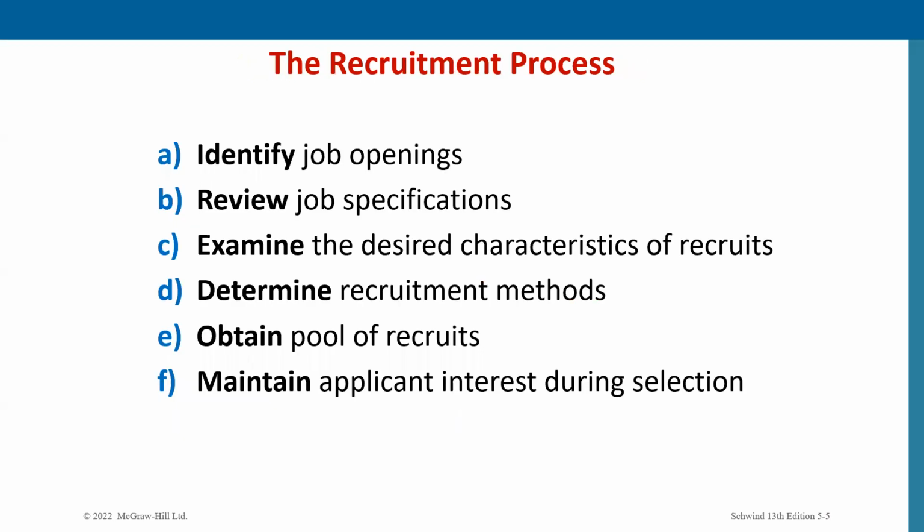When we talk about the process, these are 6 important steps. What the recruitment team does, number 1, identifies job openings. What are the needs based on the demand in the company? They also review job specifications, making sure each job position has its own handout and specification. They also examine the desired characteristics of the recruits: what we really want to hire, what should be their features. So the recruitment team does this.